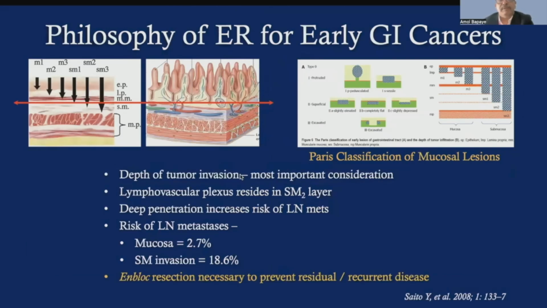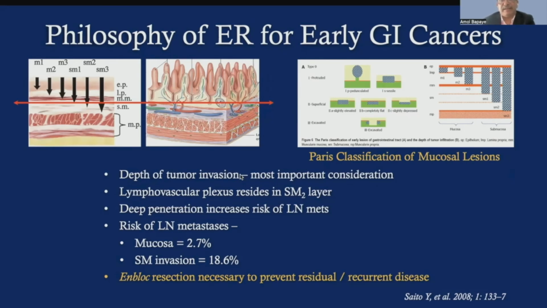So based on that, basically the philosophy of endoscopic resection for early GI cancer is based on the fact that depth of tumor invasion increases the risk of lymph node metastasis as the tumor burrows deeper into the submucosa. And it is the SM2 layer which is the watershed area, because that contains the lymphovascular plexus. So until the tumor is limited to the mucosal layer, the risk is under 3%. But once submucosal invasion occurs, the risk of lymph node metastasis goes up to 18 to 20%.